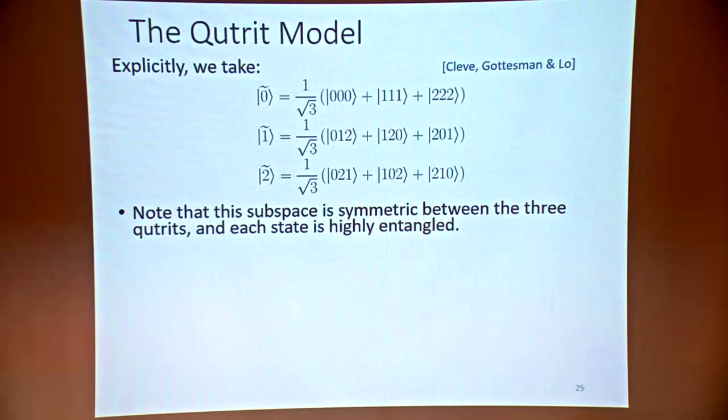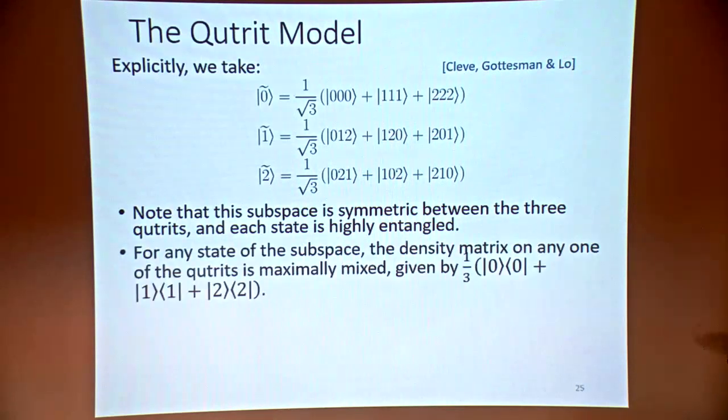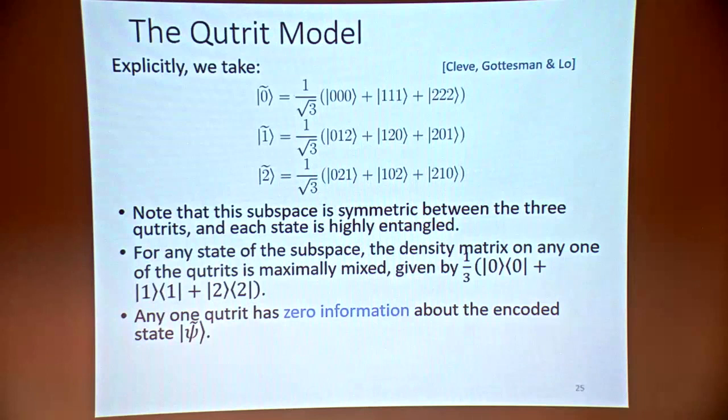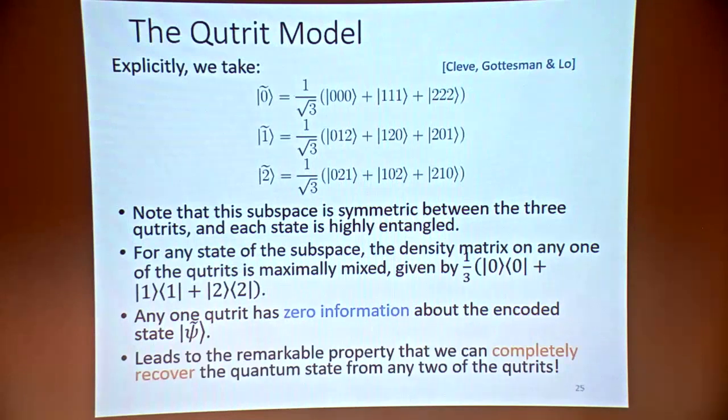It is so entangled that if we take any state of the subspace and look at the density matrix on one of the 3 qutrits, we get a maximally mixed state. In other words, there is 0 information in any one qutrit about the encoded state. By looking at just one qutrit, I can get 0 information. This leads to the surprising feature that it's actually possible to recover the full information from any 2 qutrits.